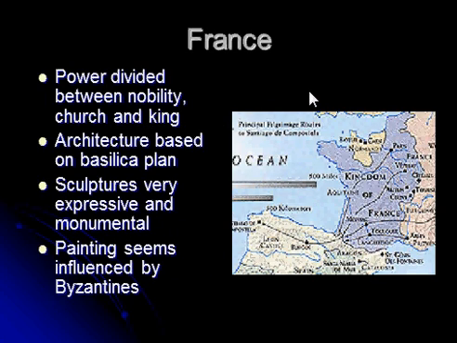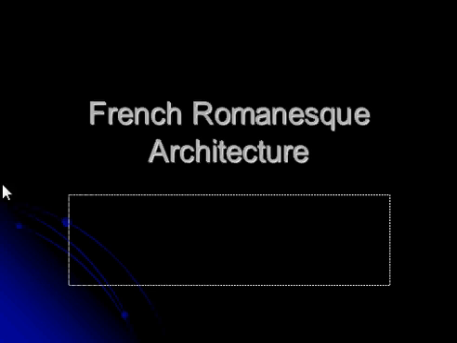So France, it was divided between church, the king and church, and they created the Basilica plan, which usually had the transept, the cross of the church. And sculptures were very expressive and monumental. Paintings also were influenced by Byzantine. This is the French Romanesque.